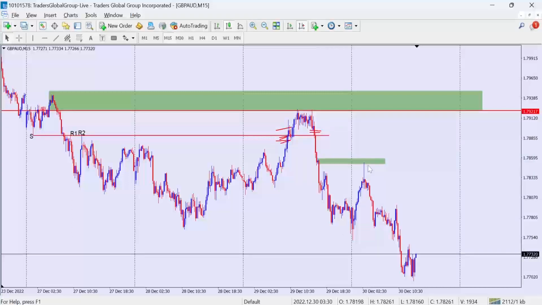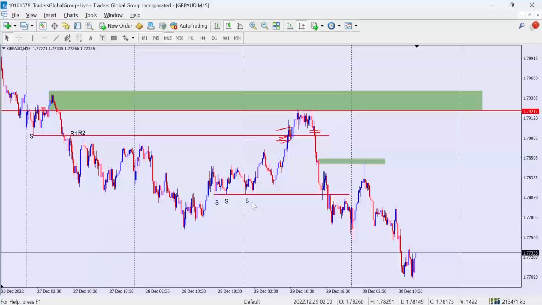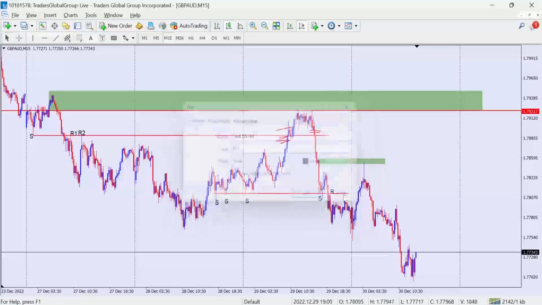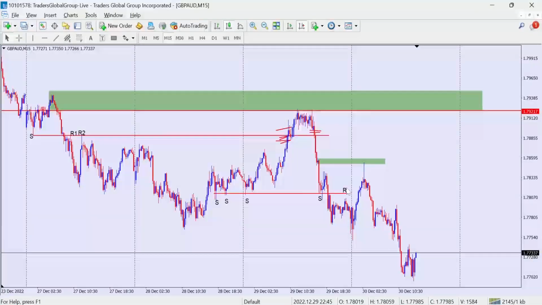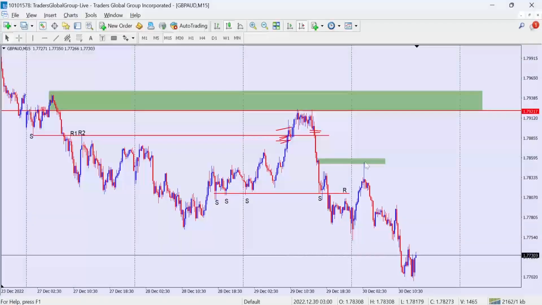Today we have the same setup again, a base drop with a significant drop. We have a support area right here. The price broke the support. When the price came back, retail traders will sell there because the support has become resistance. But the price shot up, took out all the retail traders' stop loss, and the price went back down.